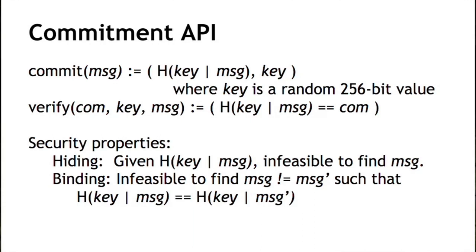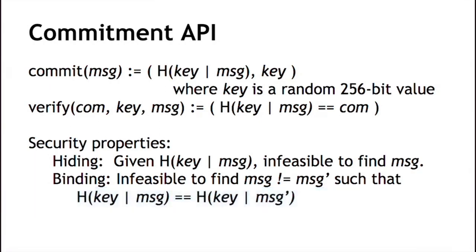Now, if we go down to the security properties at the bottom of the previous slide, we just plug in the definitions of how we're going to implement this. This used to say: given COM, it's infeasible to find the message. We just plug in what COM is: the hash of key concatenated with message. Similarly down here, this is what happens when we take what was written there before and plug in the definitions of verify and COM. So now the first property becomes: given H of key concatenated with message, it's infeasible to find message. It turns out that's exactly the hiding property that we talked about before.